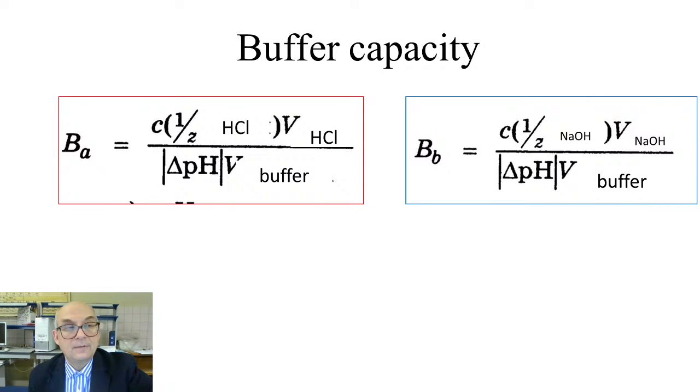If you find a question about which buffer is more effective, you can calculate this buffer capacity on acid or base and compare. If the value for your buffer is larger, it means that buffer action or buffer effectivity is larger too.